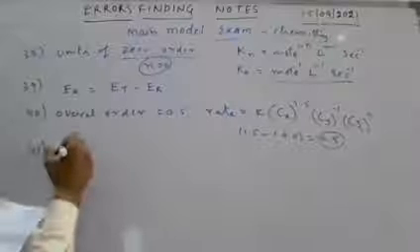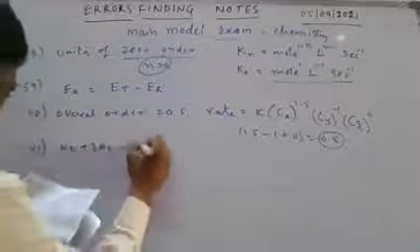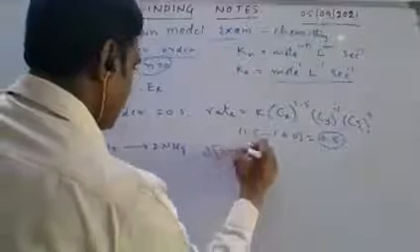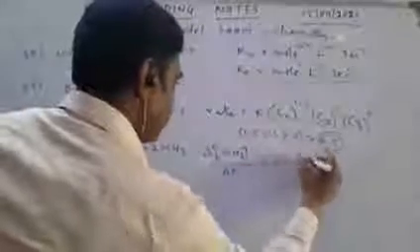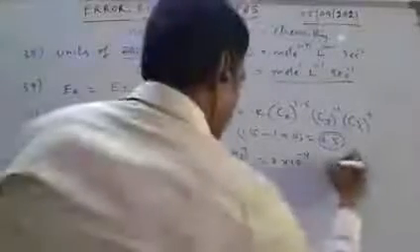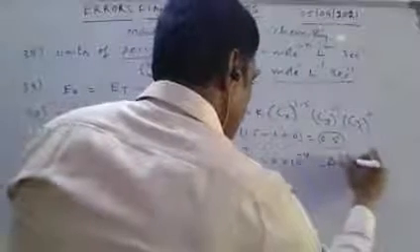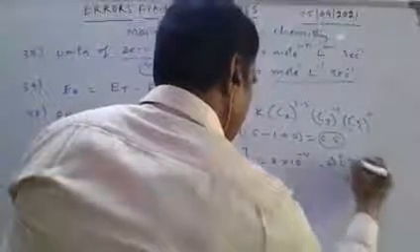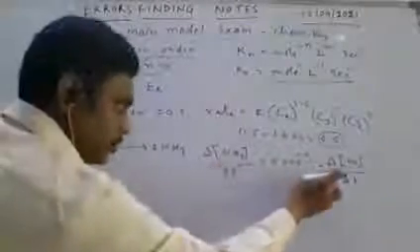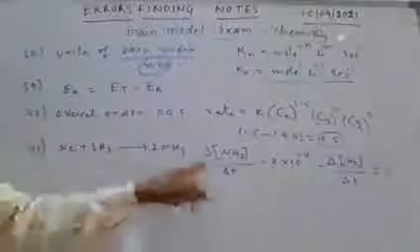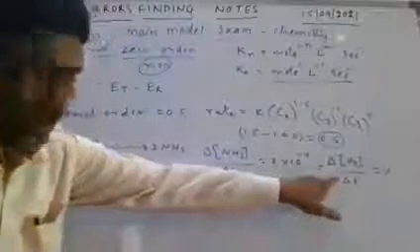That is a rate expression. Here N2 plus 3H2 gives rise to 2NH3. The rate of appearance of ammonia is given as 2 into 10 to the power minus 4 moles per liter per second. The question is the rate of disappearance, minus delta H2 by delta t. The rate of formation of ammonia is given, and we have to identify the rate of disappearance of hydrogen.